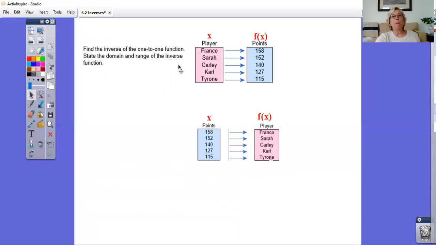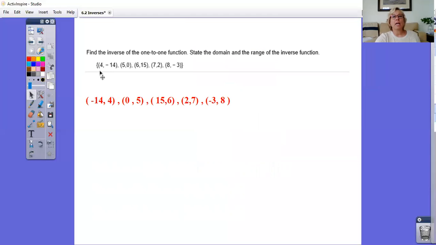And of course, you can use mapping. You can find an inverse just by switching. The f of x becomes the x, and the x becomes the f of x. And a MyLabs Plus question, find the inverse. So I'm just going to switch the x and the y, switch the x and the y, and so on. My domain now of the inverse is -14, 0, 15, 2, and 8, and -3. The range 4, 5, 6, 7, and 8.